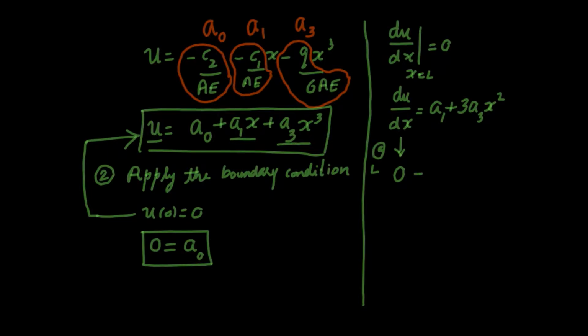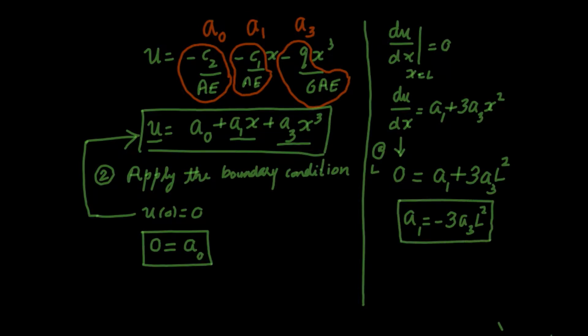So 0 is equal to a1 plus 3 a3 L square, because at x is equal to L, the value of strain becomes 0. So I'm getting another equation. I'm getting a1 in terms of a3. So a1 is equal to minus 3 a3 L square. Now I got the value of a0, which is 0. I got the value of a1 in terms of a3. So what I can do now is substitute the value of a0 and a1 in terms of a3 in this particular equation, and modify the trial solution.